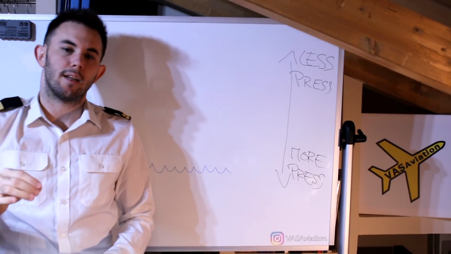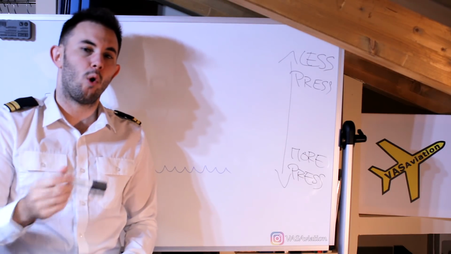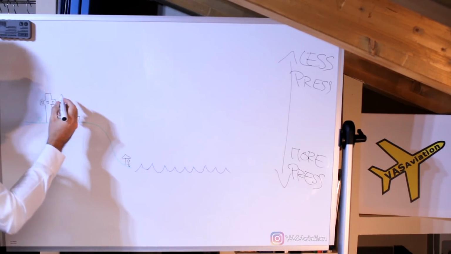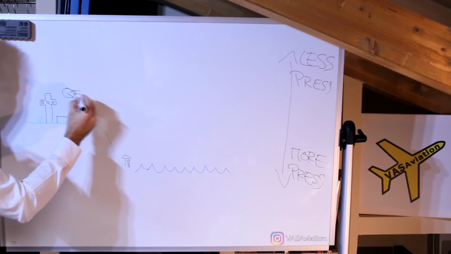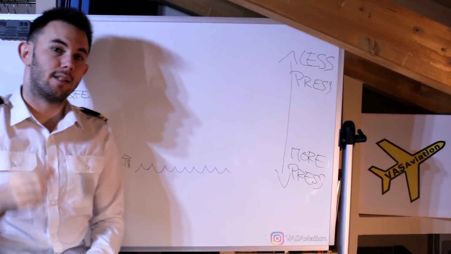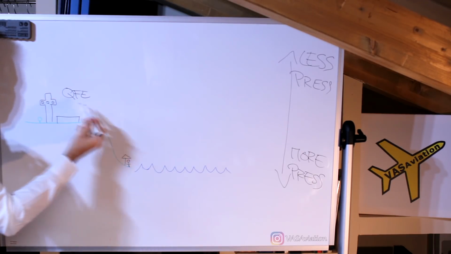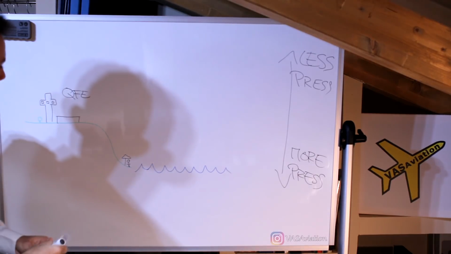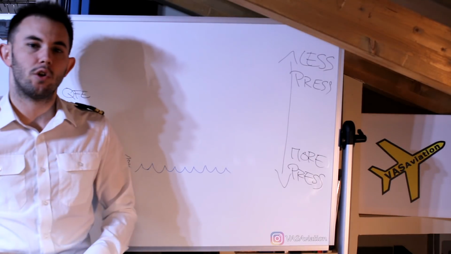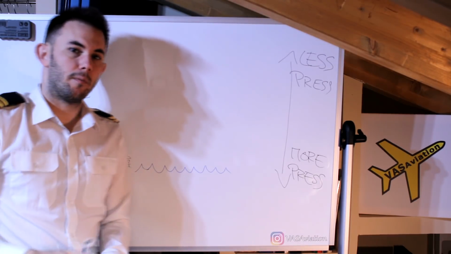So first thing we're going to look at is QFE, and the QFE is by definition the pressure at the airfield, or the pressure at the station it was measured from. A very simple way to remember that is if you read QFE, QFE is the pressure at the field. So QFE is the pressure at the airdrome. So if you set QFE on your altimeter instrument on the window, the altimeter will give 0.